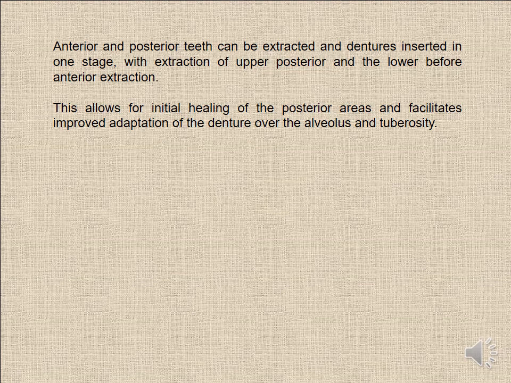The anterior and posterior teeth can be extracted and the denture inserted in stages, with extraction of upper and lower posterior teeth before anterior extraction. حقيقة بداية نبدأ extraction لل upper posterior and extraction lower posterior. After finishing that, we make a denture, extract the anterior teeth, and insert the denture. This allows for initial healing of the posterior area and facilitates improved adaptation of the denture over the alveolus and tuberosity in the maxilla.